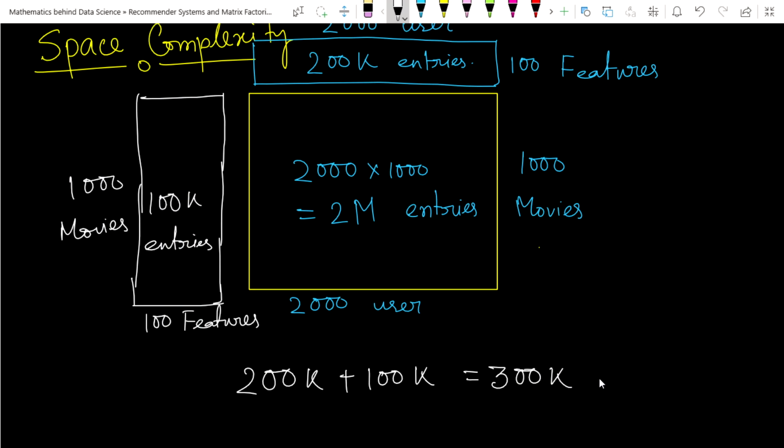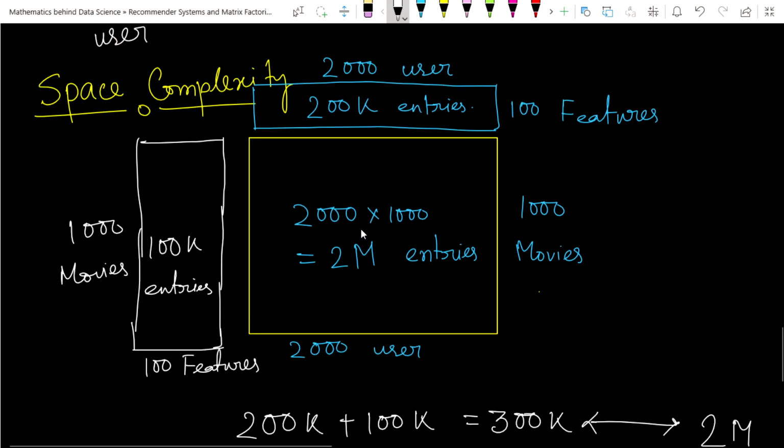So where is 2 million? Just compare it side by side. Where is 2 million? Where is 300k? How much space have we reduced here by simply using this matrix factorization? How much space can we easily reduce? I think you got the idea, guys.